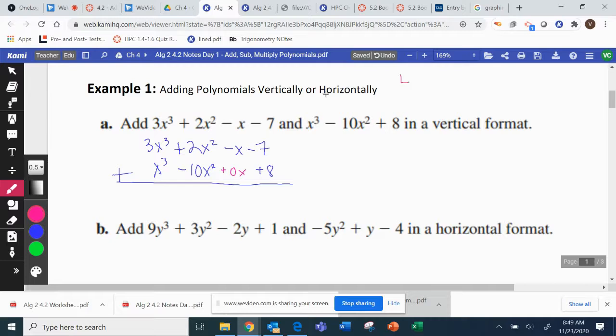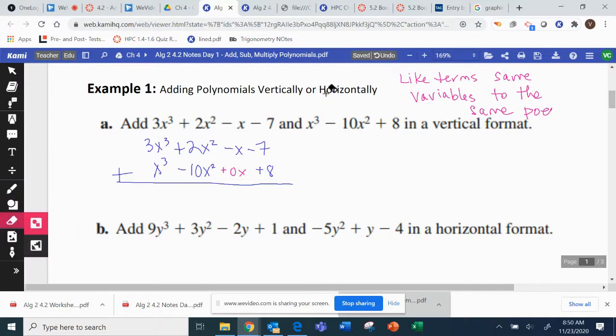So remember, like terms have the same variables to the same powers. Same variables to the same powers. That's when you're allowed to add them, and you just add the coefficients.